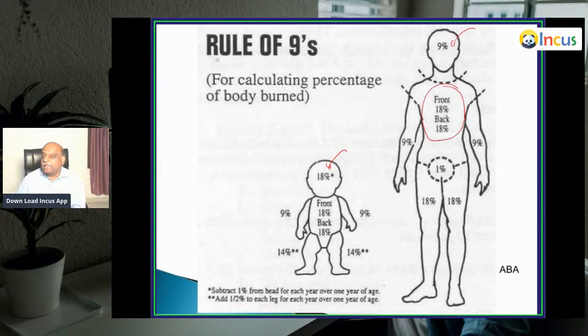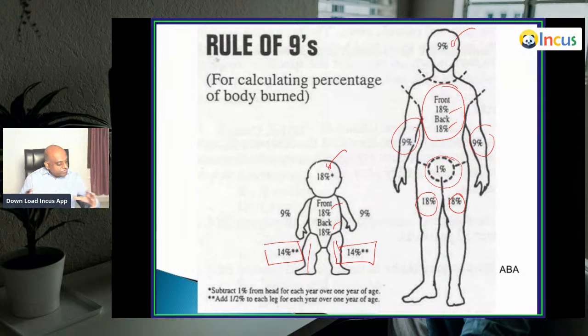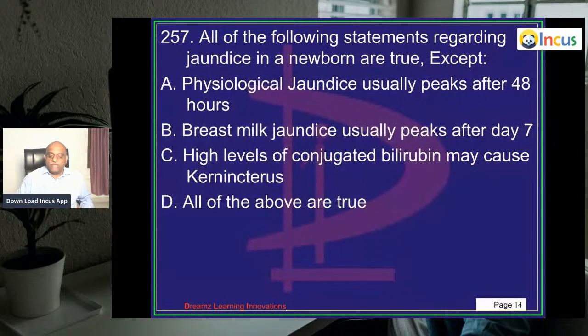The front and the back are 18-18 in case of adult. So also in the case of the children. And 9% is the arms, 18% are the legs, 1% are the genitalia. Whereas the legs are 14% in the case of the child. So you should know clearly this rule of 9, which is the favorite question of the examiner. Jaundice in the newborn, one of the most favorite questions.